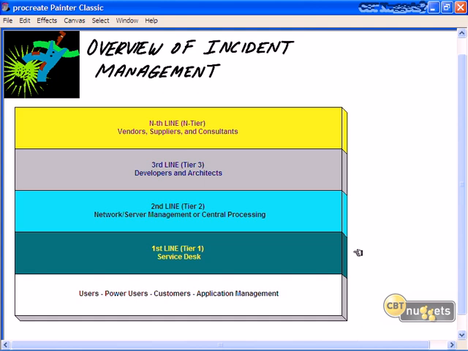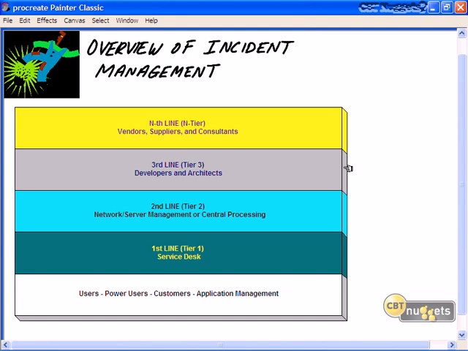Then the next tier, or the second line, is our network management, our server management, or the central processing. That's who the service desk is going to go to as they escalate incidents. Then the third line, which is the highest level of technical specialists, are the developers and the architects. These are the ones that have developed or programmed our systems. And it only makes sense that finally you're going to get back into the laboratory where Dr. Frankenstein and Igor are in there doing their thing.